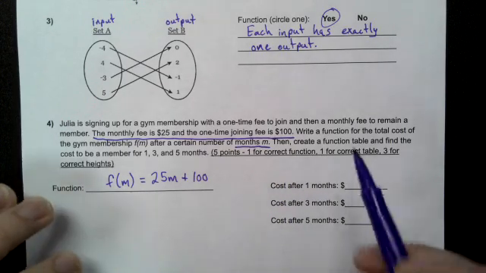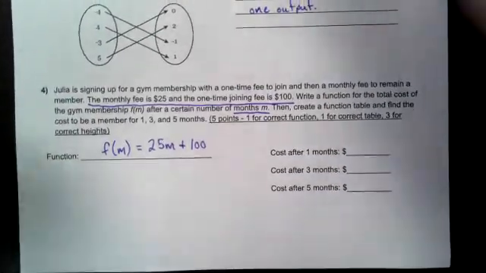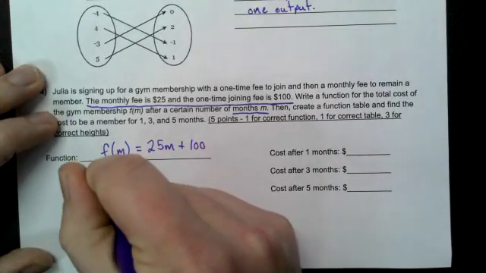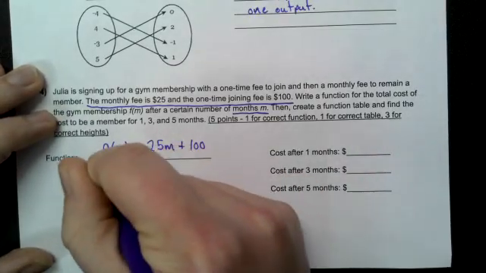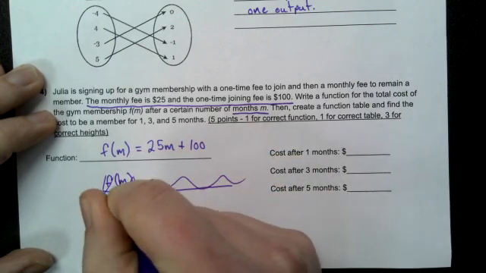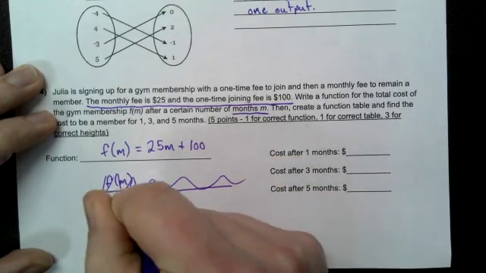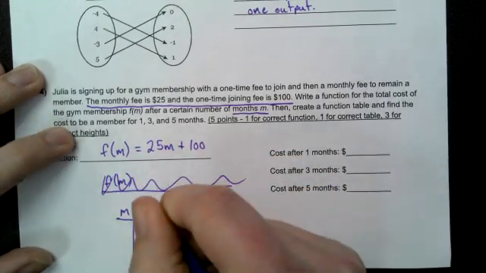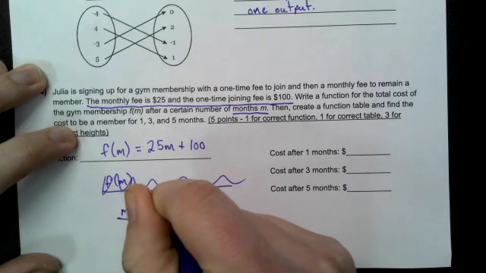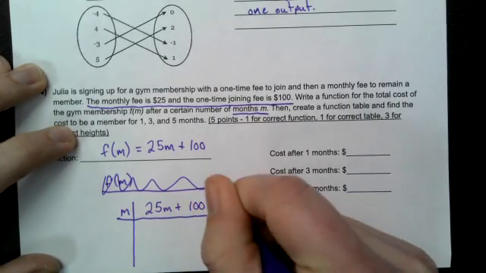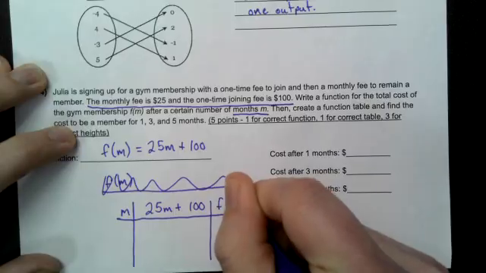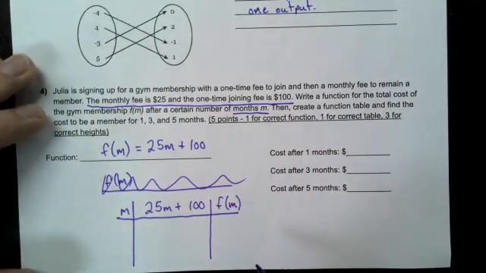The correct table, meaning the function table. So this is where we would set up the f of m. No, that's a lie. M comes first. That's the number of months. Then we would have our function, 25m plus 100. And then we would have f of m. That's what we'd have. Okay?